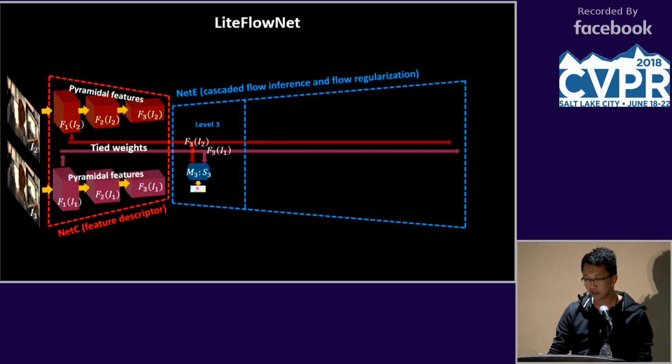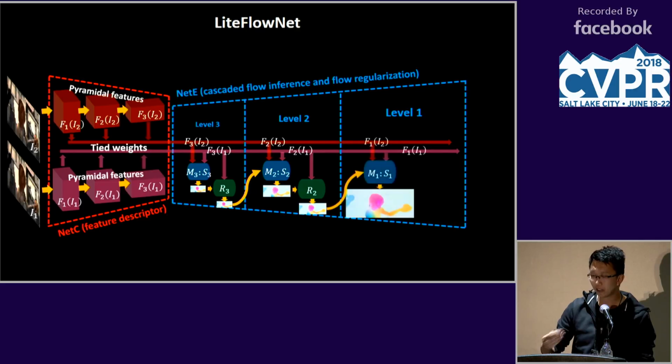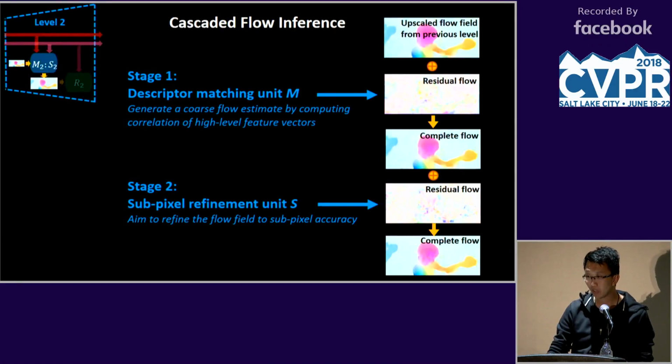And during the inference, cascaded flow inference is first performed by using the features from the feature pyramid, and then flow regularization is performed to address weak flow boundaries and undesired artifacts. So we repeat these inference and regularization steps until the desired spatial resolution is obtained. Different from FlowNet 2, we perform cascaded flow to gradually refine the flow estimate at each level. This is achieved by 2 units.